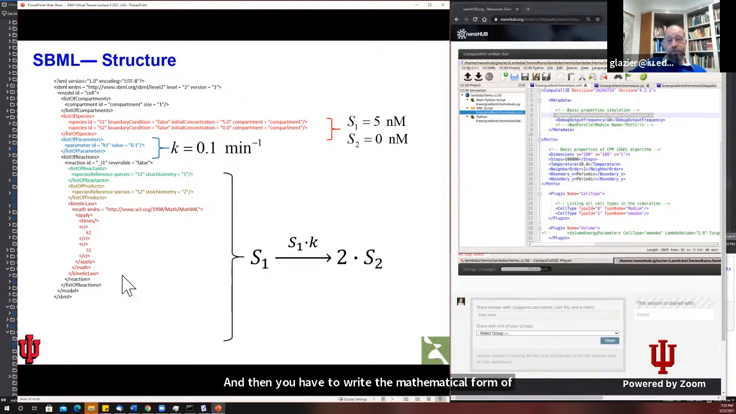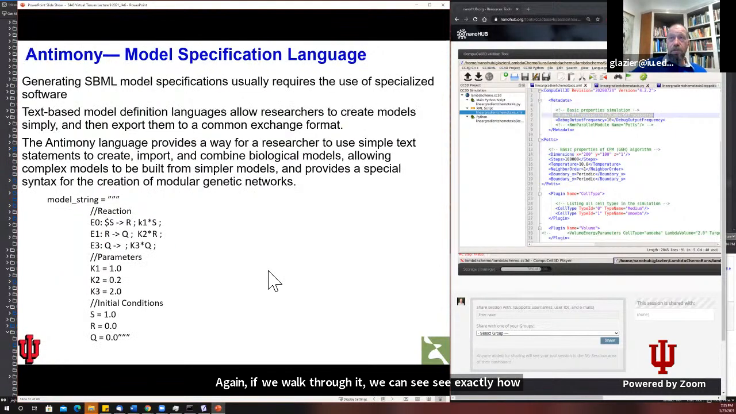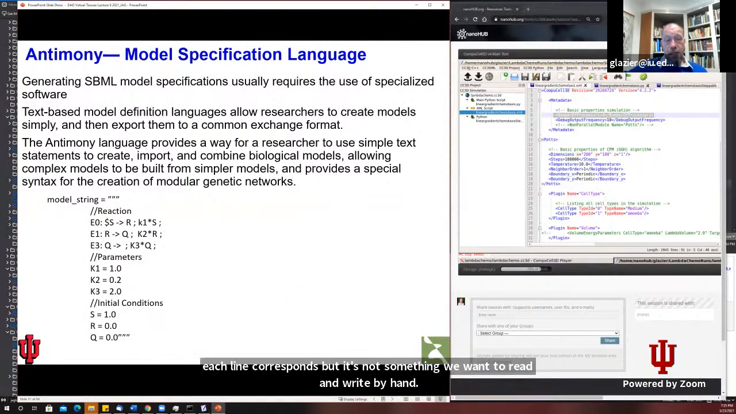of the rate equation. And this uses a language called MathML that's extremely verbose, but is something that computers are good at parsing. And so this one line diagram here turns into these lines of code. Again, if we walk through it, we can see exactly how each line corresponds, but it's not something we want to read and write by hand. What we'll use instead is antimony.